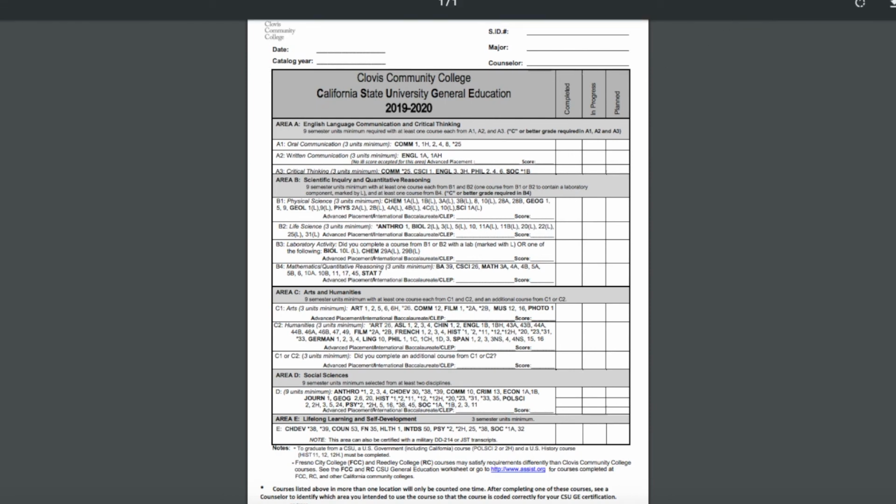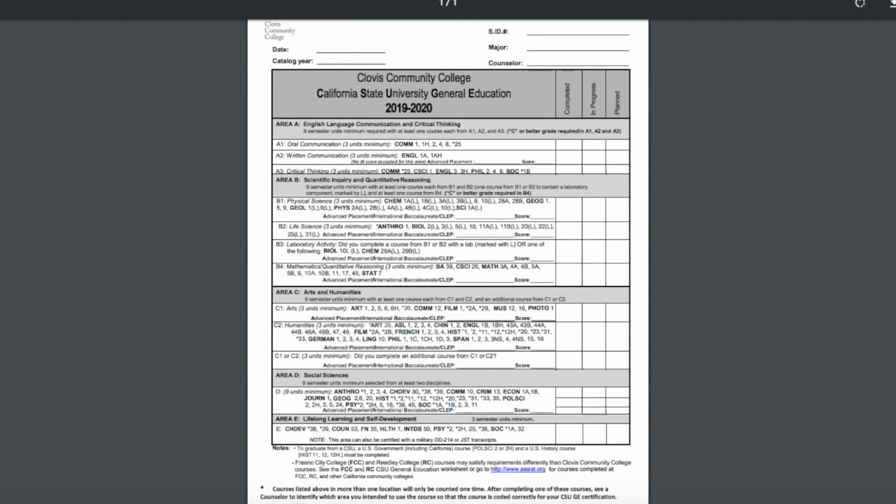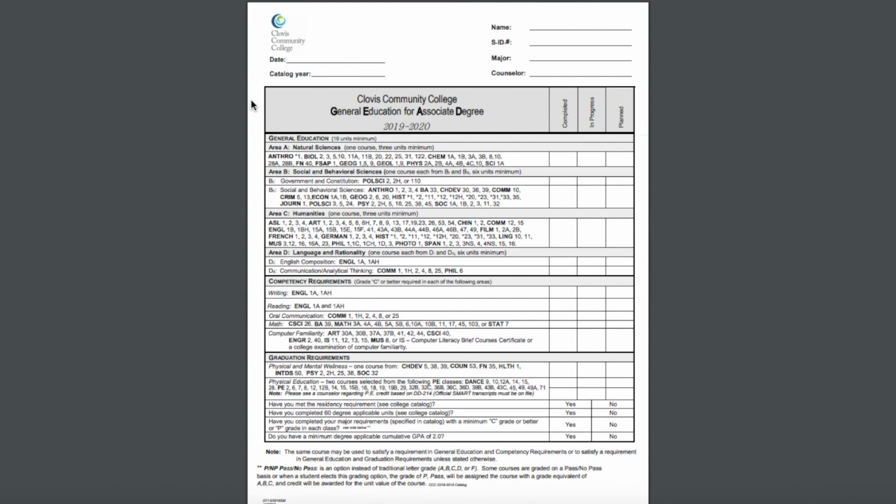This is a similar sheet, but it's called the IGETC, and this is used for students who are looking to transfer maybe not to a CSU, but instead maybe to a UC or a private school. The IGETC has some different requirements, so depending on where you want to transfer, every student will have different requirements. And here we have the general education for an associate's degree. So if a student doesn't necessarily want to transfer to another university, and they just want an associate's degree, then the counselor will give them classes based off of this sheet.